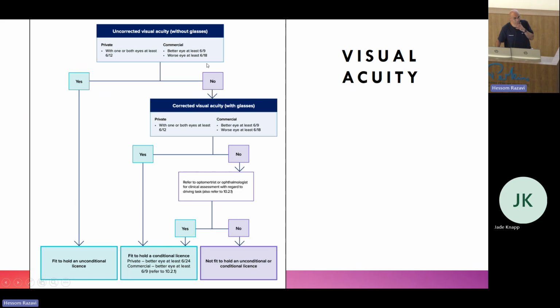What about commercial? Similar, except the numbers are different. Here, the better eye has to be better than it has to be for a private driver's license. It's 6/9, not 6/12.